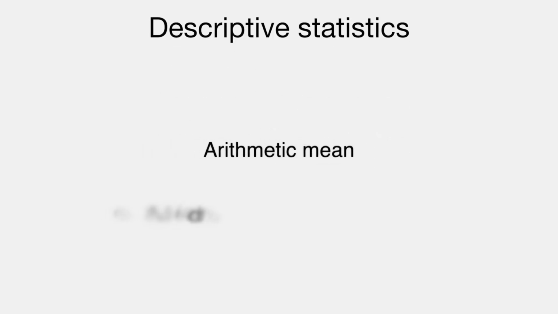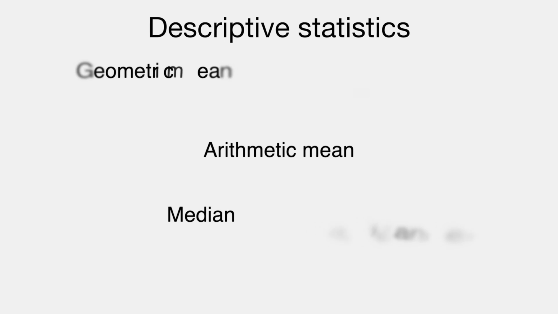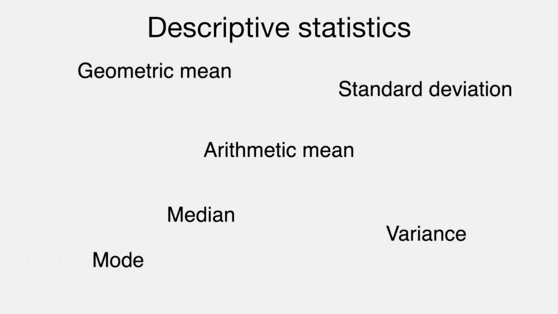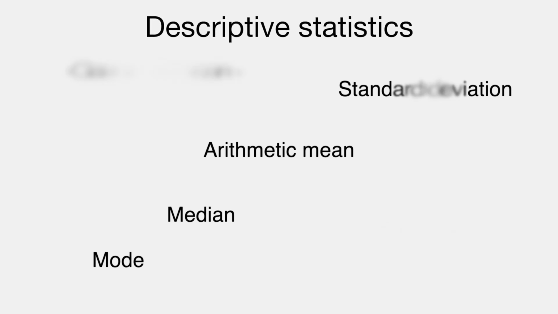Today we'll talk about descriptive statistics, such as the mean value, the median, geometric mean, variance, or standard deviation. You may think, why the hell do we need so many different statistics? Well, each of them has a special purpose. Let's break it down in a very simple way.